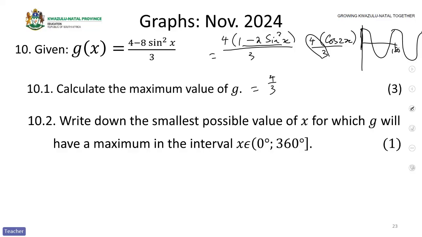Now, write down the smallest possible value of x for which G will have its maximum. Be careful in this one. 0 is excluded, but 360 is included. So in which interval will the graph have the maximum, and that value will be the smallest. Here the graph is at its maximum of 4 over 3, and here it is at its minimum of negative 4 over 3. But also here it is at 4 over 3, and also here it is at 4 over 3.